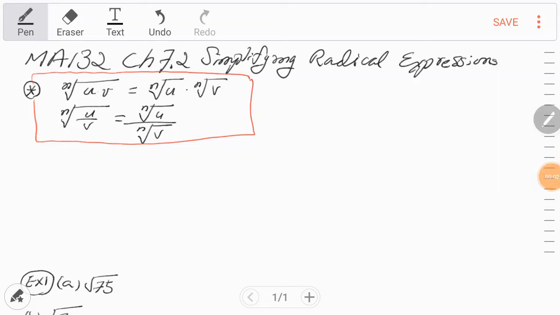Okay, this section is about simplifying radical expressions. We have two rules: the product rule for radicals and the quotient rule for radicals. Let's prove the first one.